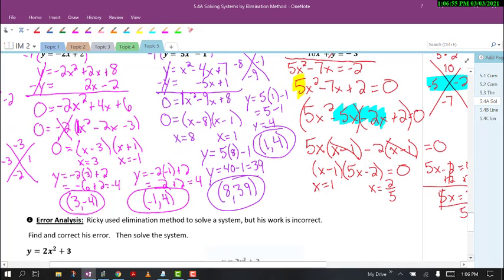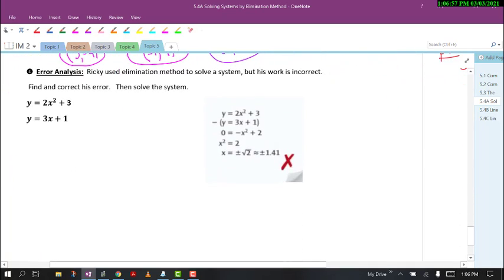All right, our last question for the day is error analysis. Ricky used elimination to solve a system, but his work is incorrect. Find and correct his error, then solve the system. Well, if you look at this, it's very subtle. So they multiplied the second equation by negative 1. So again, we get this. And now we have negative y equals negative 3x minus 1.